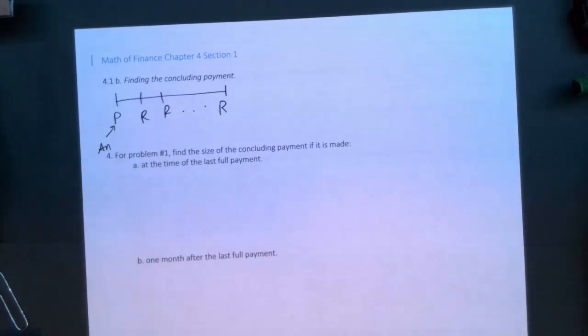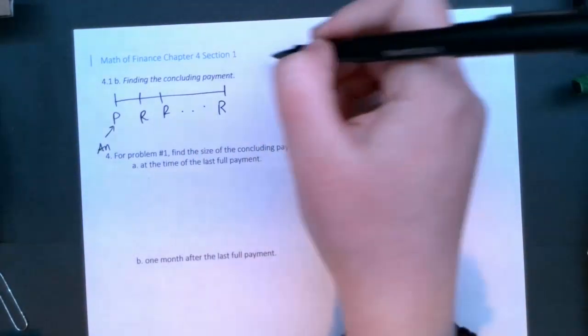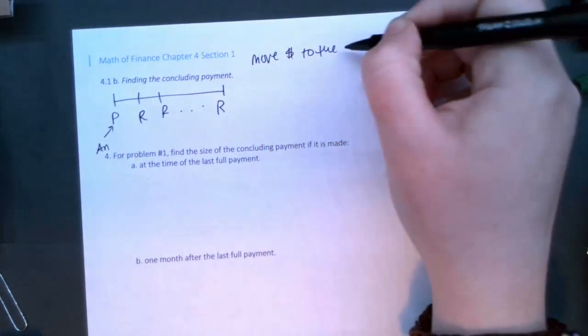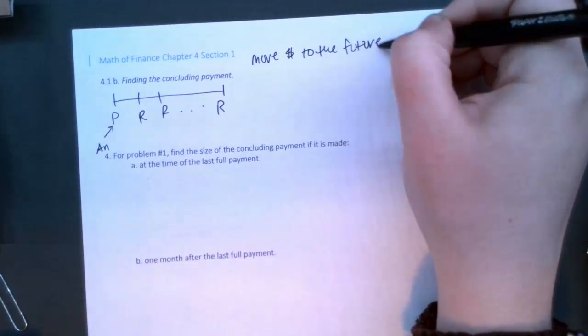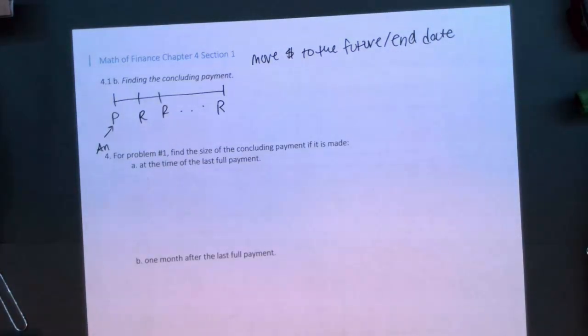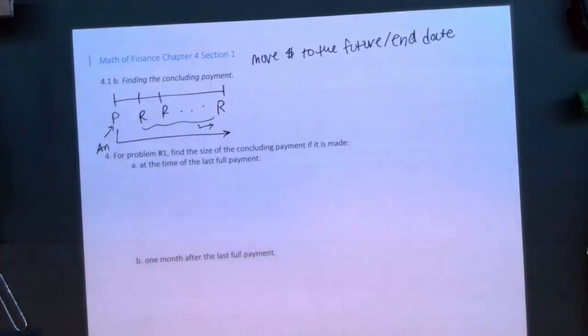The big idea here is when we're trying to find the concluding payment, whether it's at the time of the last full payment or 1 payment period after the last full payment, everything's going to be moved to the end. So our focal date is the end, just like in merchant's rule, connecting all of that together. Okay, so we're moving all the money to the end. So that would be your future date. Future date. So you're moving it this way. So we're going to move all these down, all the way down.